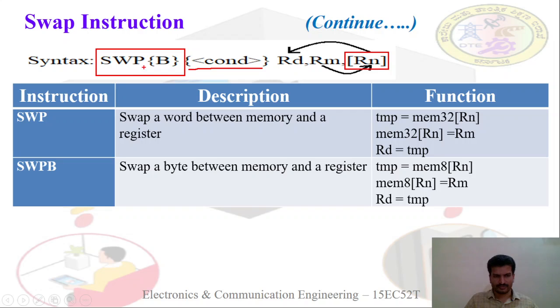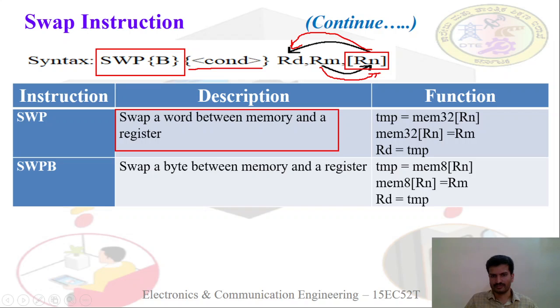So swap means swapping a word between memory and a register. See the direction: from memory, whose address is held by Rn, the data will move to the Rd register. The register value Rm will move to the memory location through the Rn register. So swap a word means 32-bit data from memory will move to Rd and 32-bit data from Rm to memory.